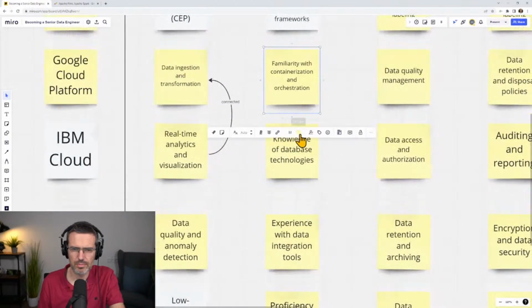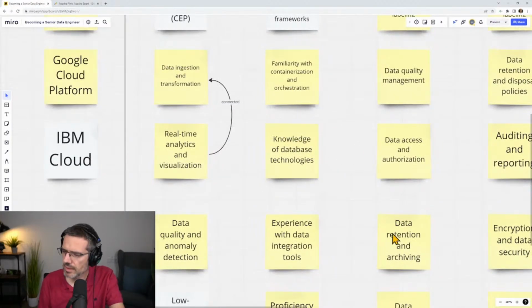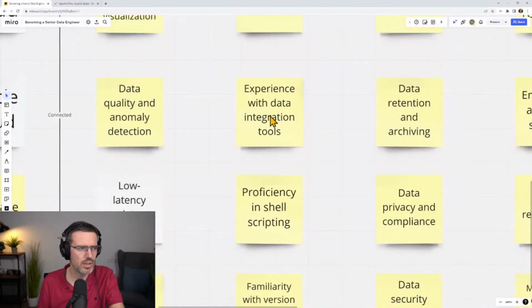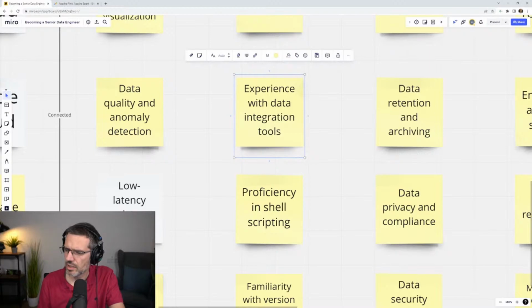Let me try to unmark this. Then we have experience with data integration tools here. Senior data engineers should have experience with data integration tools such as NiFi, Talend, Airflow, and be able to use them to move and transform data between different systems.